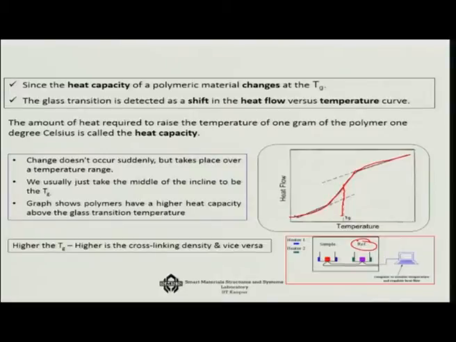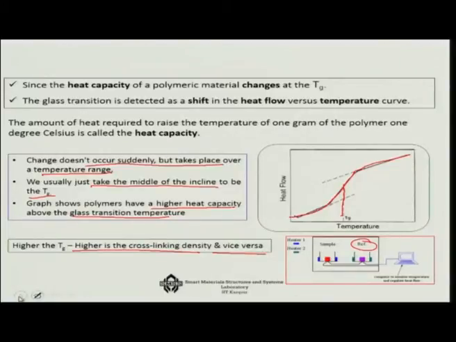So, we have to keep in mind that this change does not occur suddenly, but takes place over a temperature range. In fact, that is why we have to take these two tangents and then find out, and we usually just take the middle of the incline to be the Tg, and the graph shows that the polymers have a higher heat capacity above the glass transition temperature. So, usually higher the Tg, higher is the cross-linking density, and vice versa. We can say that higher cross-linking density, higher will be the glass transition temperature.